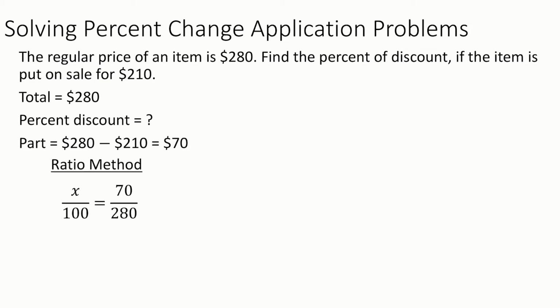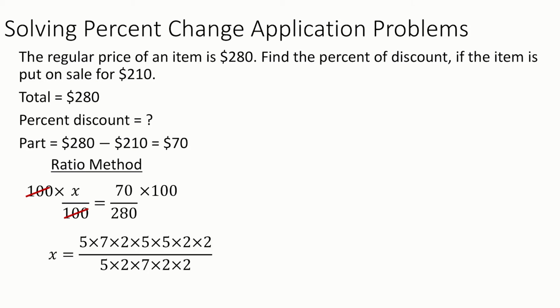So let's do the ratio method here. We have x over 100 is equal to 70 over 280. So solving for x, we multiply both sides by 100. And then you evaluate 70 times 100 divided by 280. Here's a prime factorization if you didn't use a calculator, and you can see what cancels out. We're just left with 5 times 5, which is, again, 25.